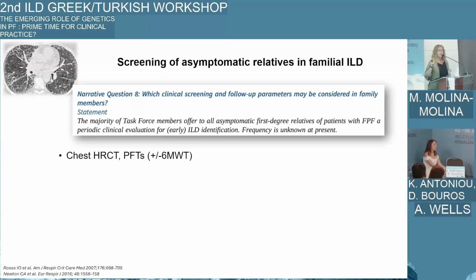From the perspective of the ERS, the European Respiratory Society, in the task force, there was this narrative question 8, talking about the considerations in the screening of the relatives of an index case. So it was suggested to perform a CT, chest CT, pulmonary function tests, and sometimes a 6-minute walking test. But the thing is that the most sensitive technology is the CT scan.